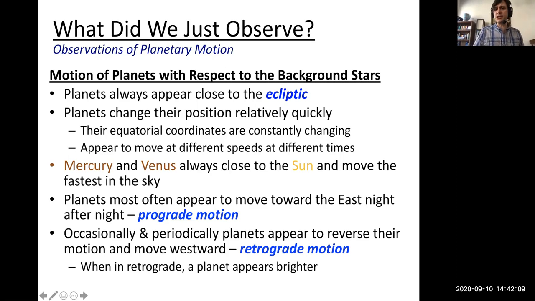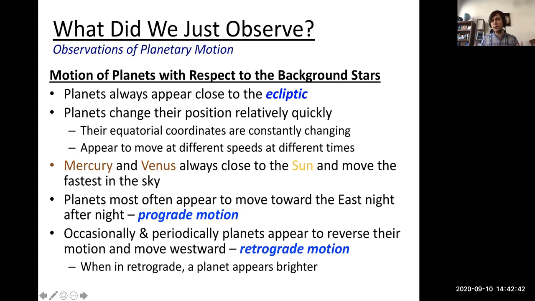And planets can change their position relatively quickly. They are changing their position with respect to the background stars. They're wandering through the stars, and they're changing their speed from night to night. They're not always moving at the same rate through the background stars. This also means that the planets don't have fixed equatorial coordinates. We can't say that Jupiter has this right ascension and declination. They're always zinging around the celestial sphere, always changing their right ascension and declination coordinates.